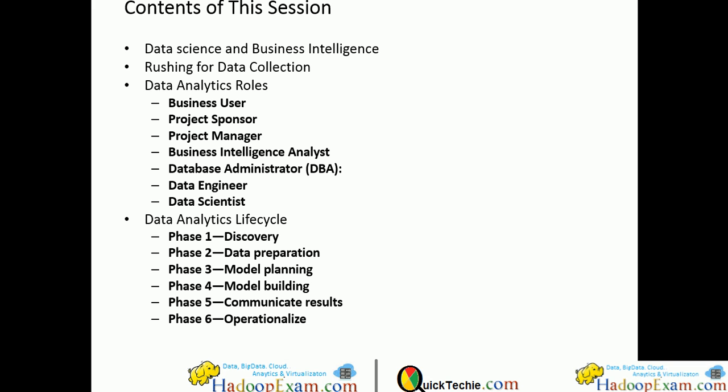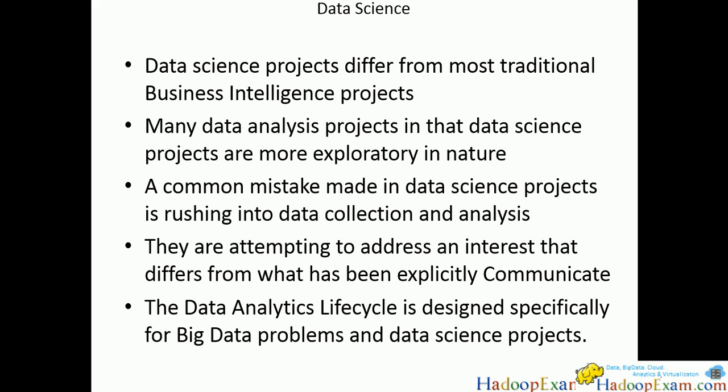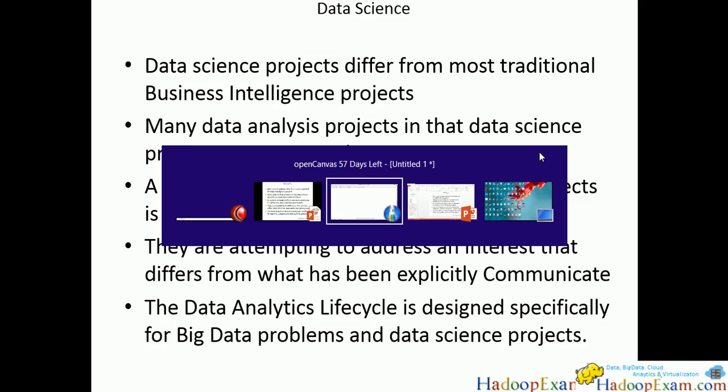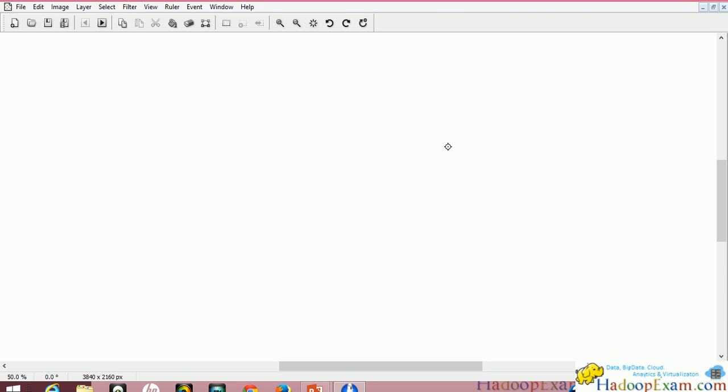So let me start with this, and we'll go through each part briefly. This is a very extensive and theoretical part, but let me try to make it as diagrammatic as possible. Data science projects differ from most traditional business intelligence projects. There are two types of projects on data. Business intelligence was the older kind, also known as BI projects, and nowadays the popular one is data science.